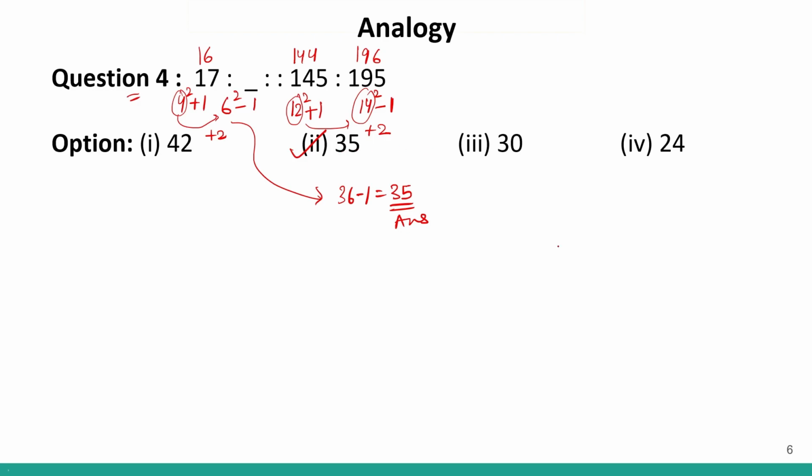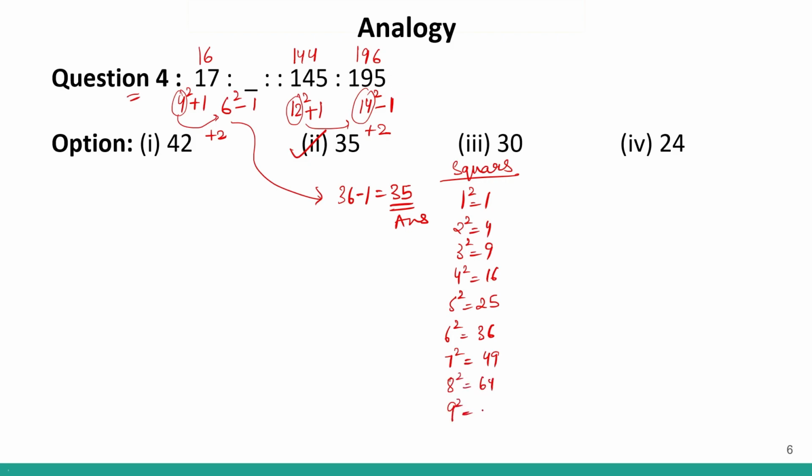Okay. Let us quickly revise squares. Okay. Squares. What is the value of 1 square? 1. 2 square? 4. 3 square? 9. 4 square? 16. 5 square? 25. Then we have 6 square? 36. 7 square? 49. 8 square? 64. 9 square? 81. And then we have 10 square, which is 100. Correct? Then we have 11 square? 121. 12 square? 144. 13 square? 169. 14 square? 196. Then we have 15 square of 225.